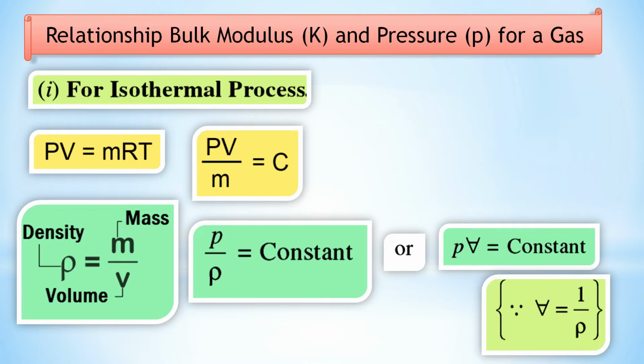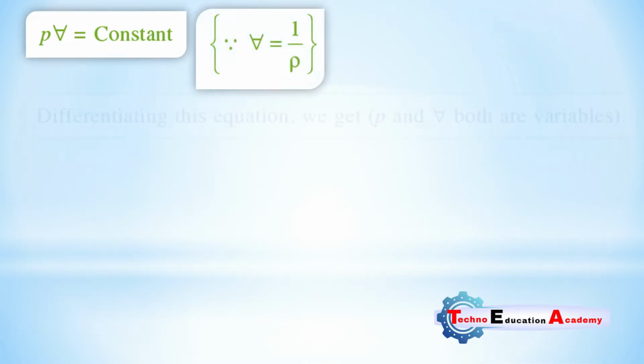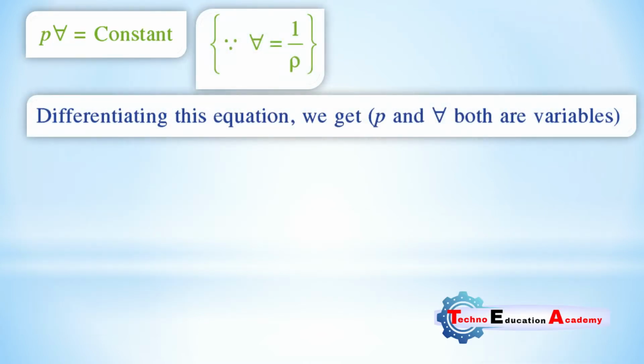mass divided by volume. So continuing from the previous equation, PV equals constant. Here you can see that P is variable, and specific volume V is also variable. So P and V both are variables. So we differentiate this equation.